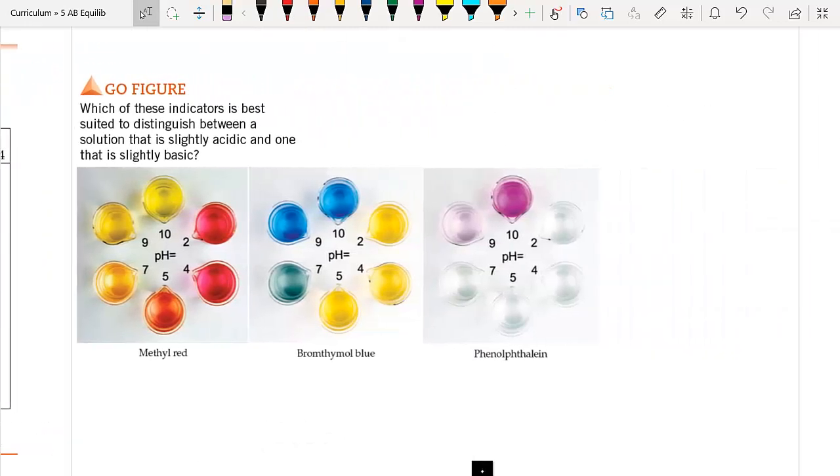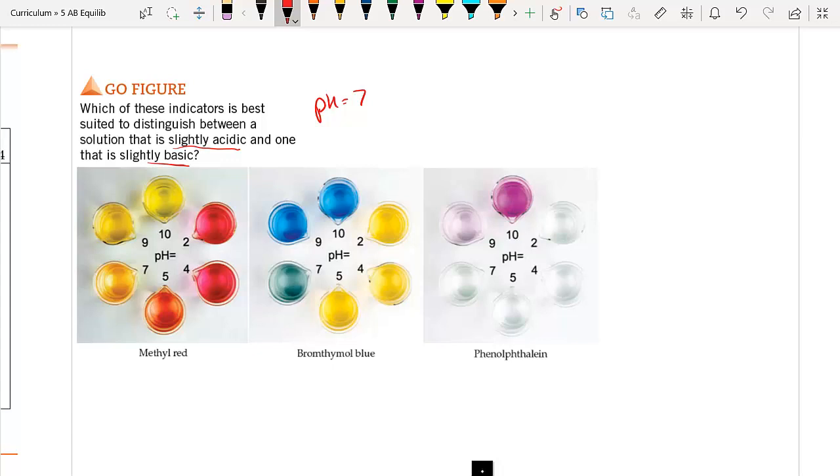Now, taking a peek over here, you're going to see expressions of 3 different common indicators. Our question is, which of these indicators is best suited to distinguish between a solution that is slightly acidic and one that is slightly basic? So remember that neutral is going to be pH 7. We want to see a color shift right around pH 7. As I look at methyl red, you're going to see we're a bright yellow in the 10 and 9 range, but we start getting a little bit orange into the 7, a much more orange expression at 5, then it becomes red at 4 and stays pretty consistent. So our change range here is going to be closer to pH 5.